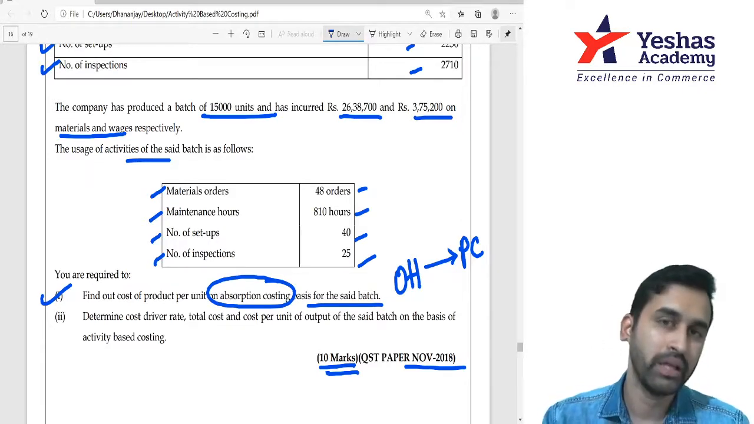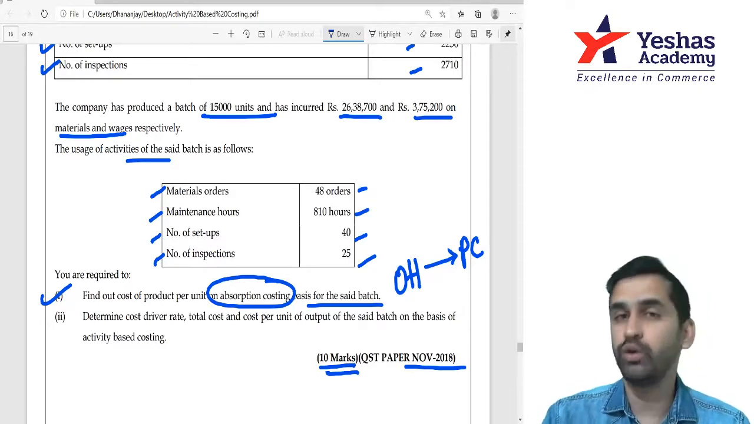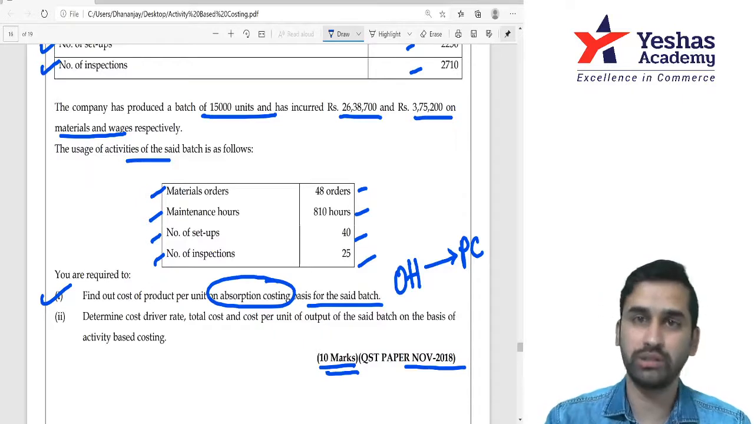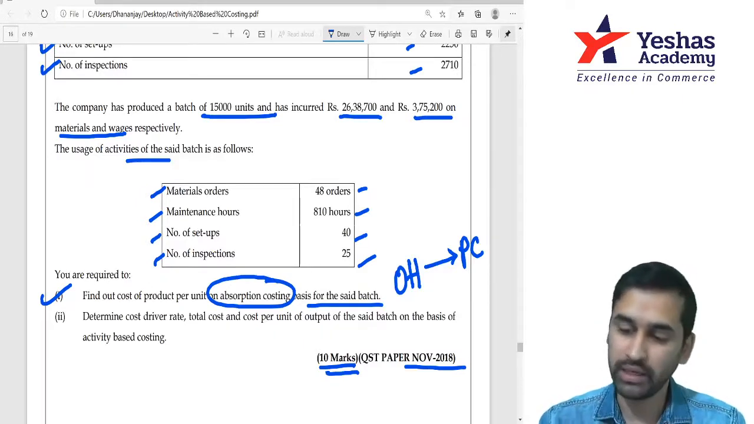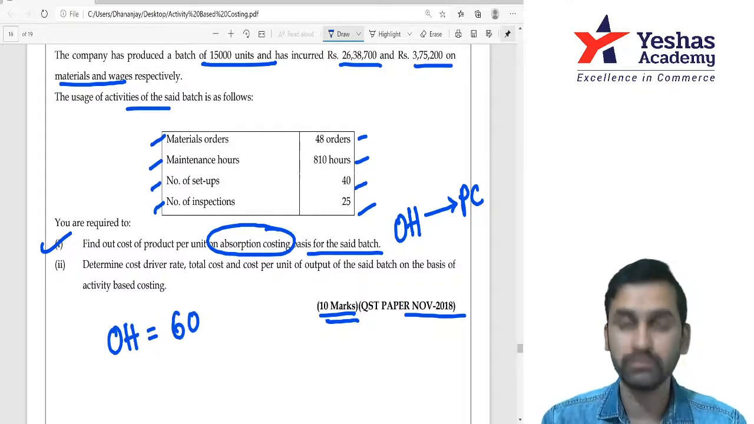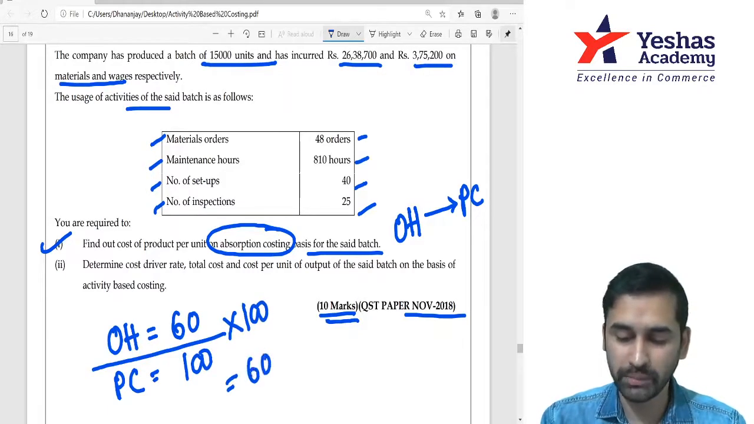Simple. This is an easier method than labor hour rate and machine hour rate. You find out how much is total overhead, you find out how much is prime cost, and find out a percentage between them. Sir, what do you mean by that? Suppose overhead is 60 rupees. Prime cost is 100 rupees. You just do 60 by 100 into 100, you get 60%.